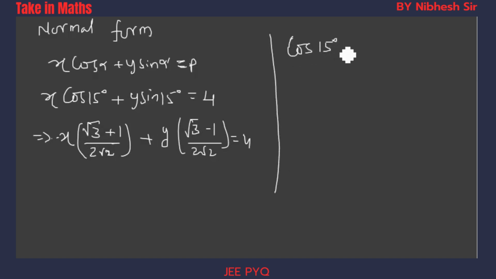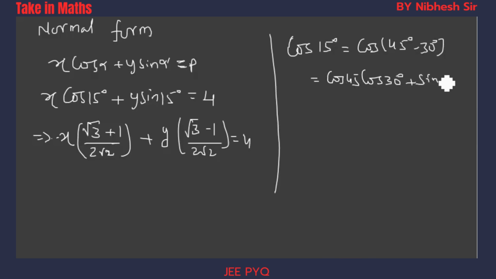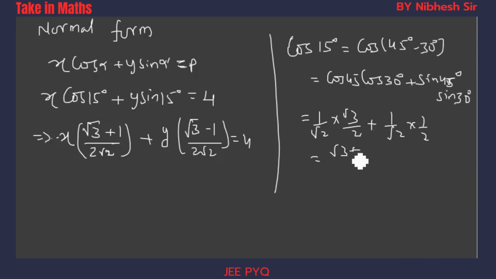So cos 15 you can find this way: 45 minus 30, and you can apply the cos(A − B) formula. That is cos A cos B plus sin A sin B. Cos 45 is 1/√2, cos 30 is √3/2, sin 45 is 1/√2, sin 30 is 1/2. So this way we get (√3 + 1)/(2√2).